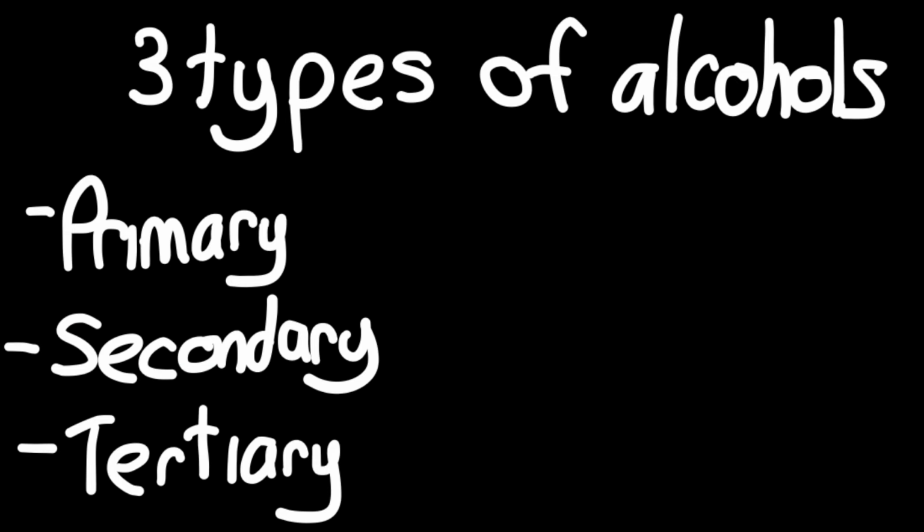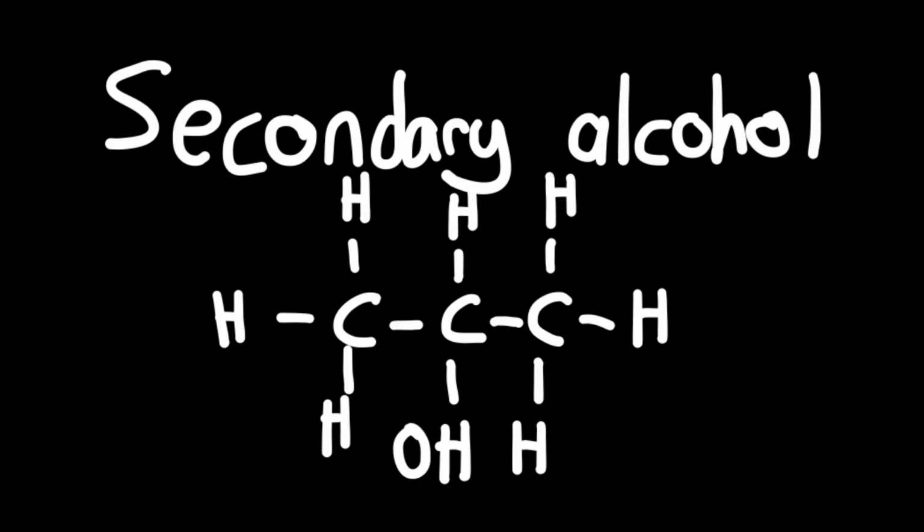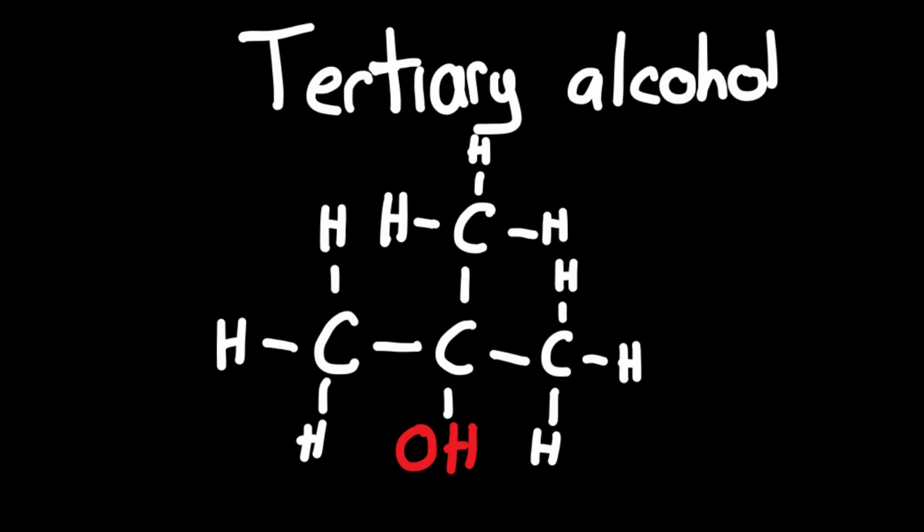There are three types of alcohols: primary, secondary, and tertiary alcohols. I'll show an example for all three. A primary alcohol has one carbon atom bonded to the carbon with the OH group. A secondary alcohol has two carbons attached to the carbon with the OH group. A tertiary alcohol has three carbons attached to the carbon with the OH group.